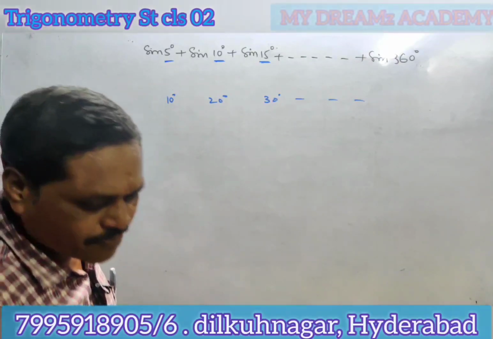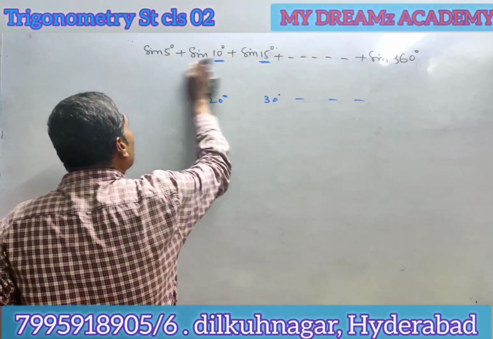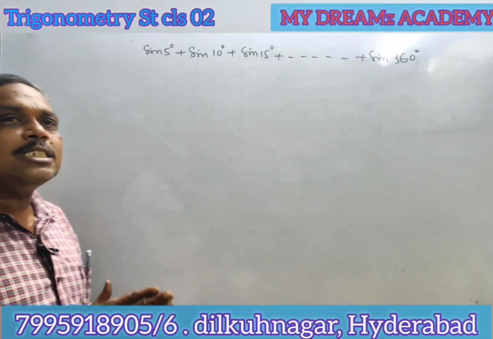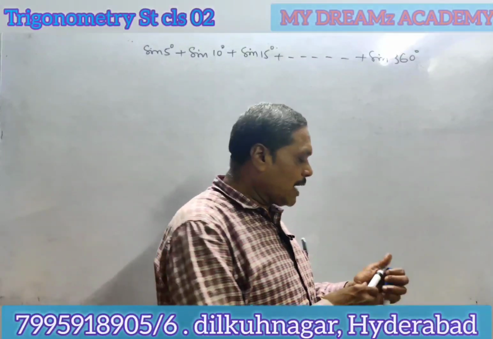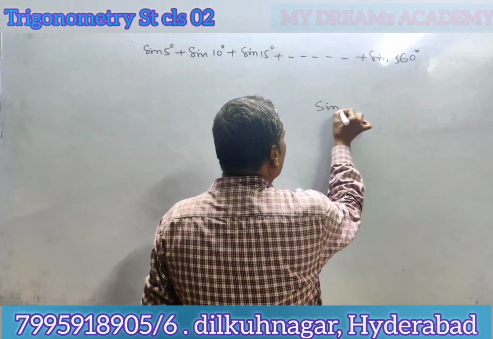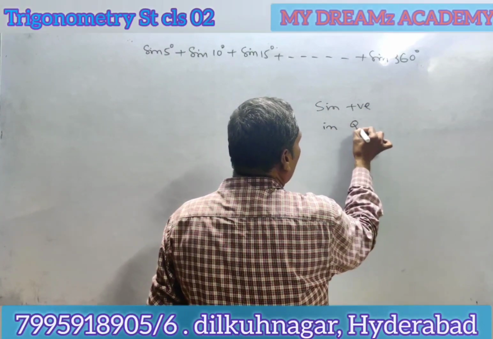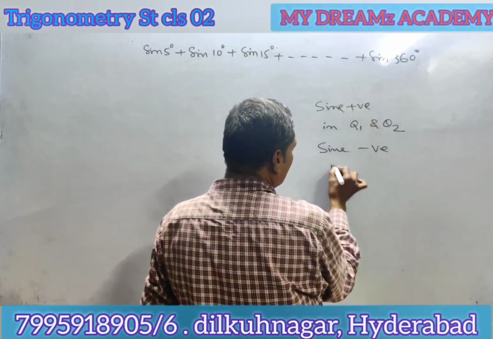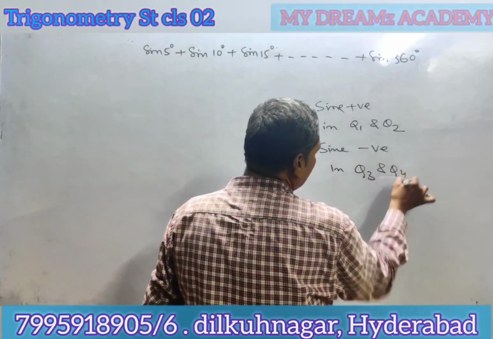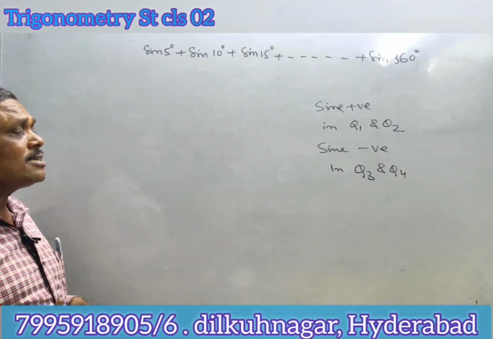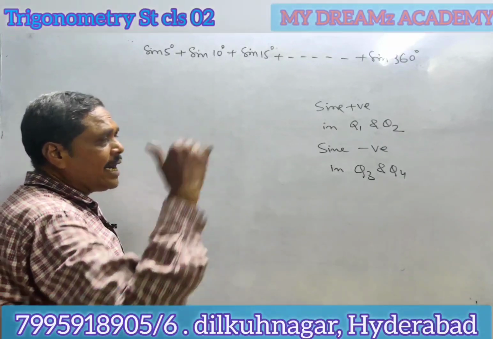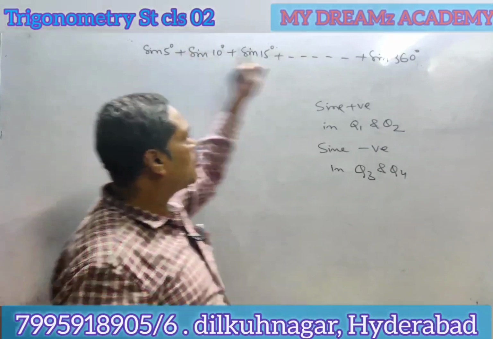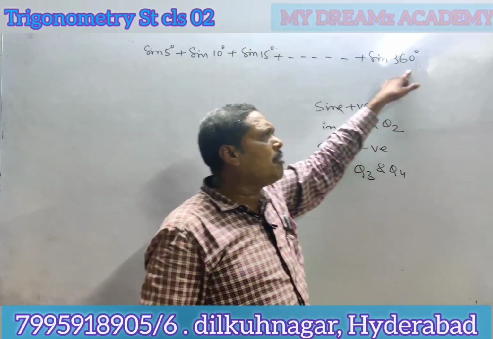If given like this, just you know basic trigonometry that sine is positive in the first quadrant and second quadrant. Sine is negative in the third and fourth quadrant. First quadrant, second quadrant positive values, third and fourth quadrant negative values, but all are given from first quadrant to fourth quadrant, all values are there.